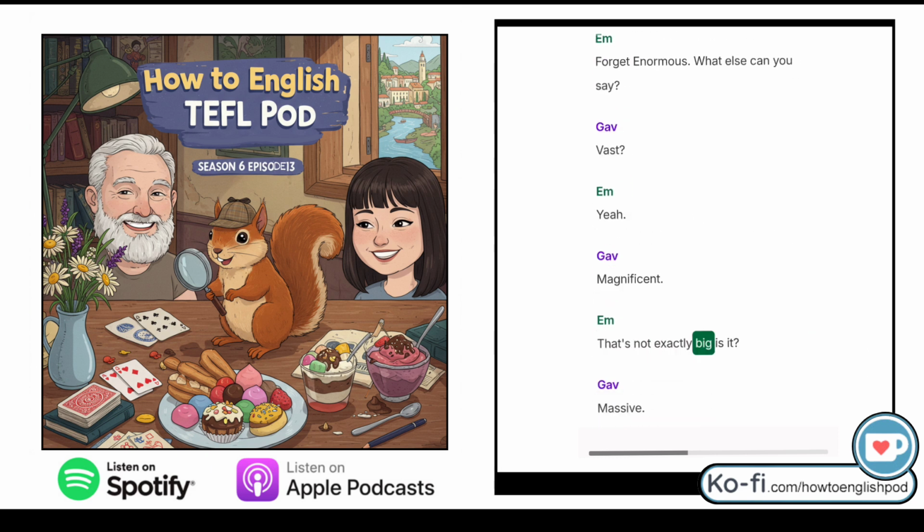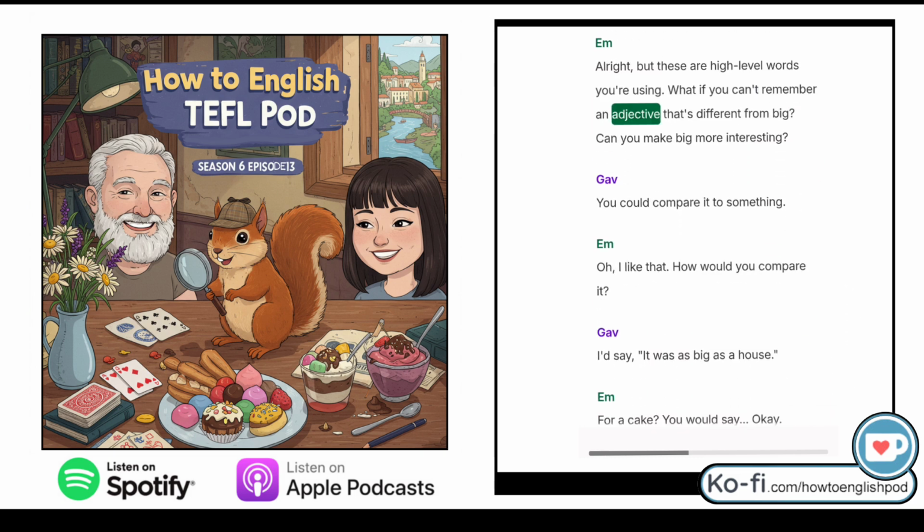Magnificent. That's not exactly big, is it? Massive. All right, but these are high-level words you're using. What if you can't remember an adjective that's different from big? Can you make big more interesting? You could compare it to something? Oh, I like that. How would you compare it? I'd say it was as big as a house.